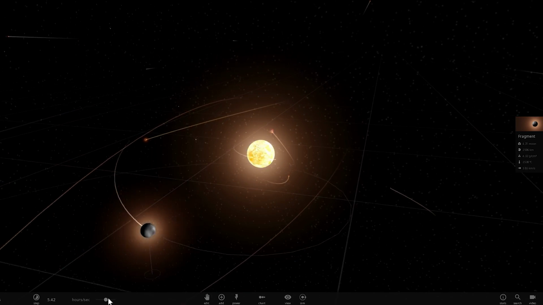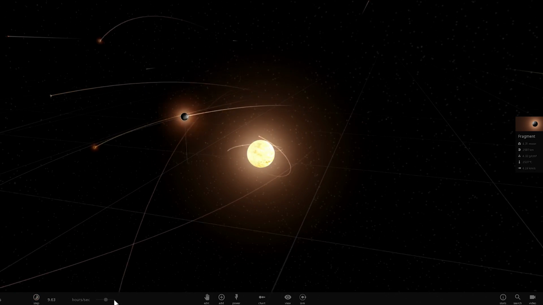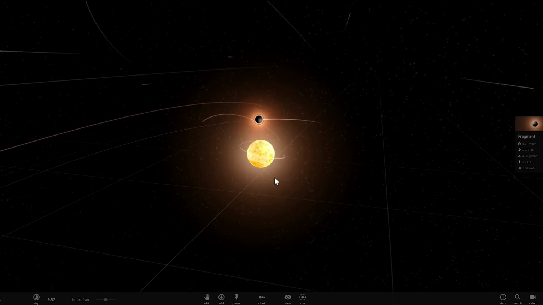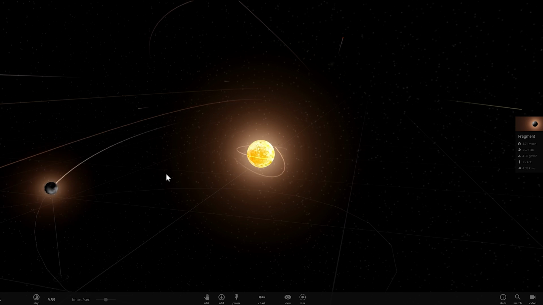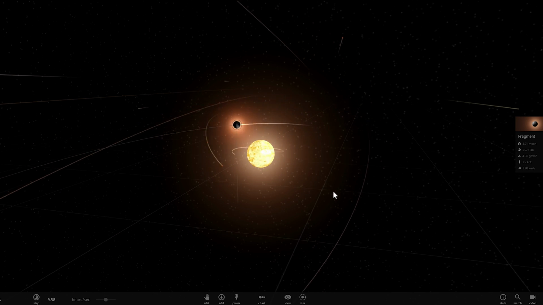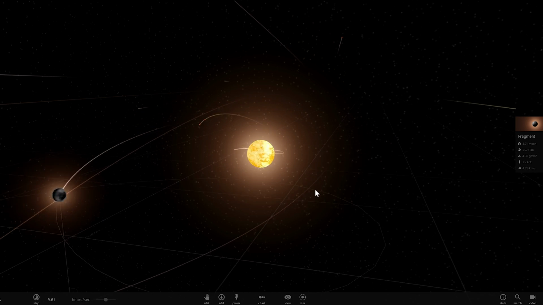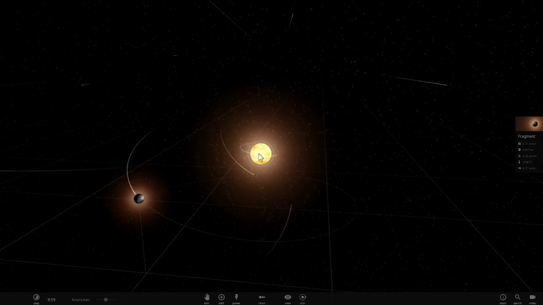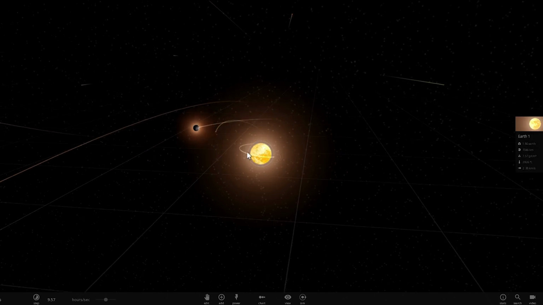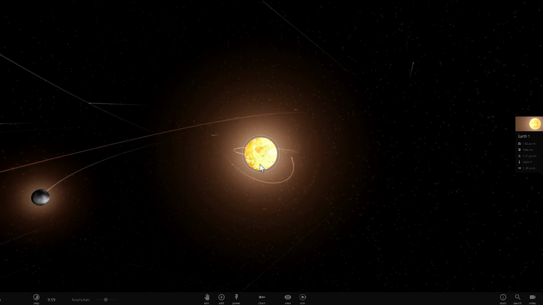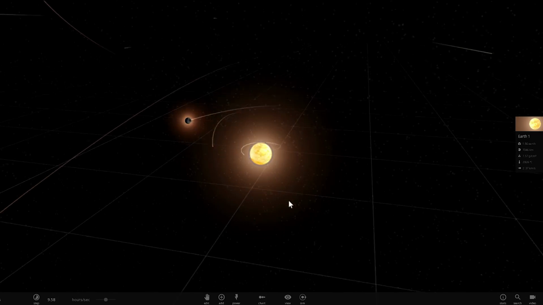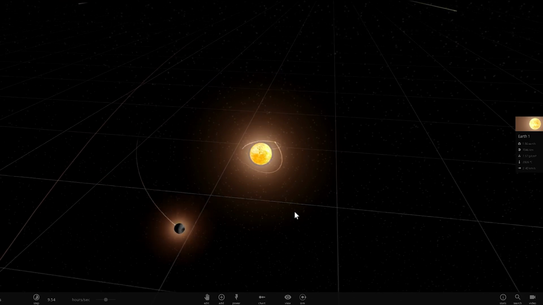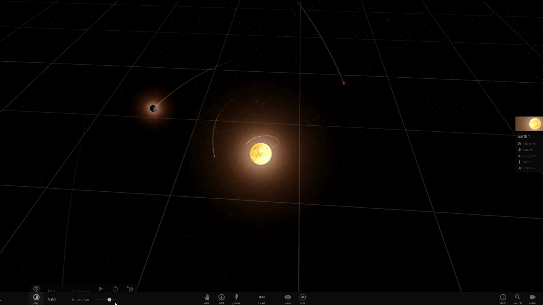So let's just maybe run this a little bit more, just to find out if this actually happens. And as you can see, this object is actually kicking out all of the other miniature moons out of the system, making it the dominant moon of this particular Earth. There's a few more smaller moons orbiting around Earth right now, but they will be gone as well as it interacts with them. So this is actually very, very cool.